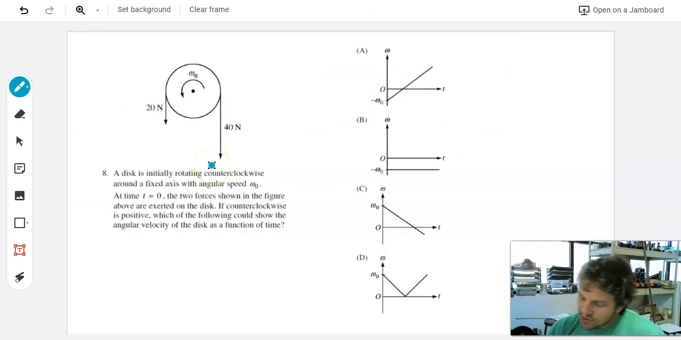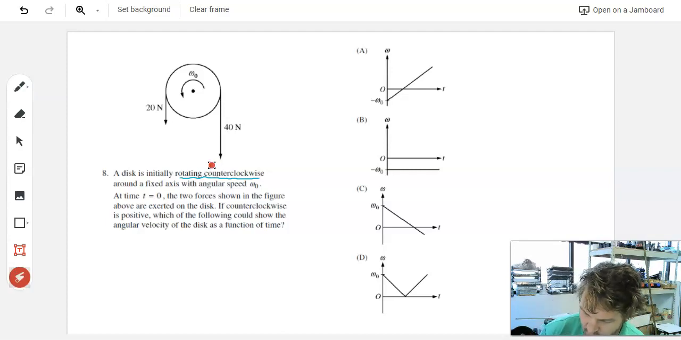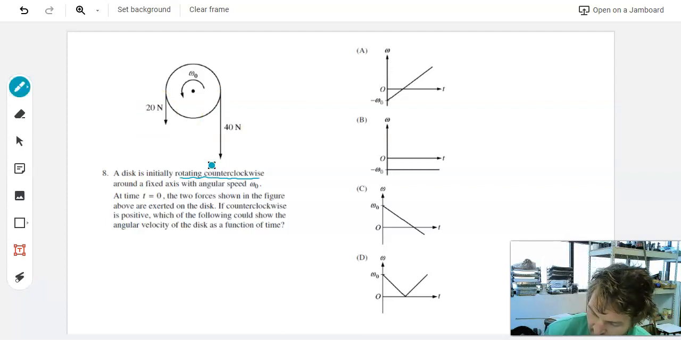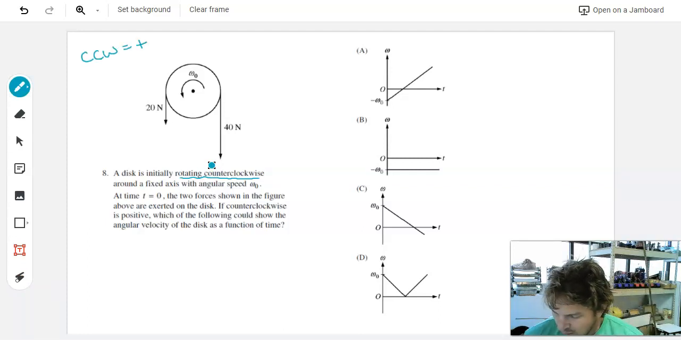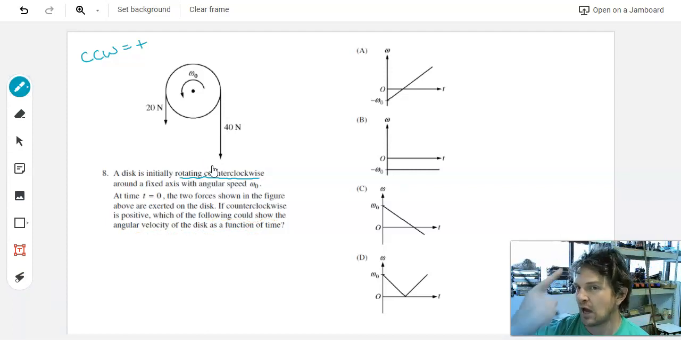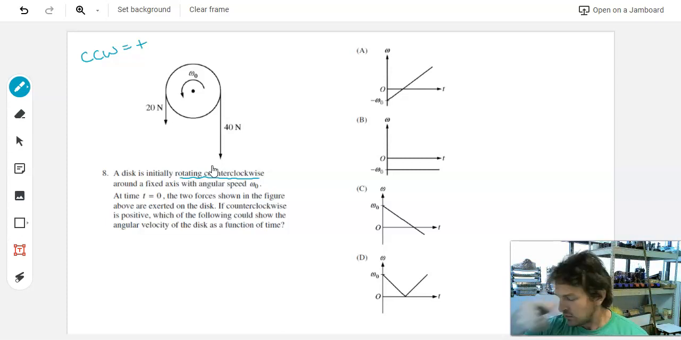Number 8, a disk is initially rotating counterclockwise around a fixed axis. There you see these 2 forces right here working, providing a torque on this disk. If counterclockwise is positive, so that's good to know. Okay. Which of the following could show that angular velocity is a function of time? So here's what I need to know. It starts with a counterclockwise angular velocity, right? So I know initial velocity is positive.